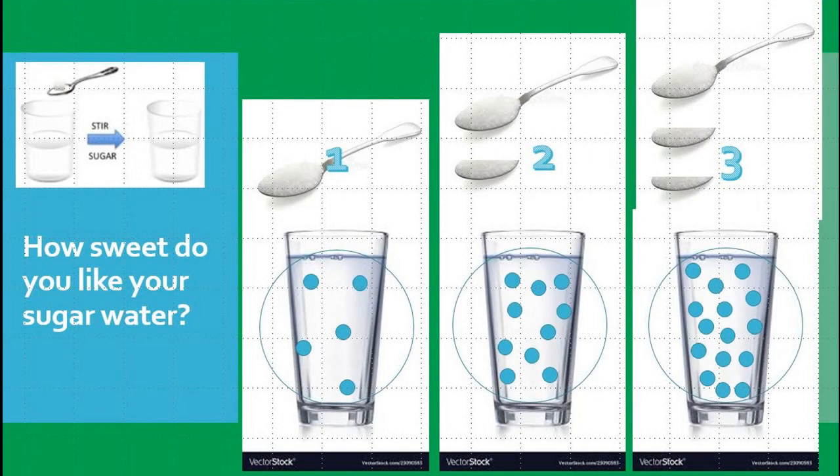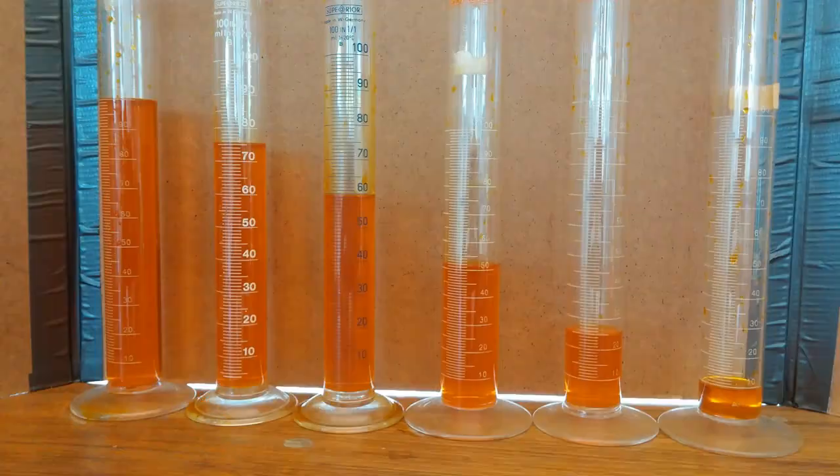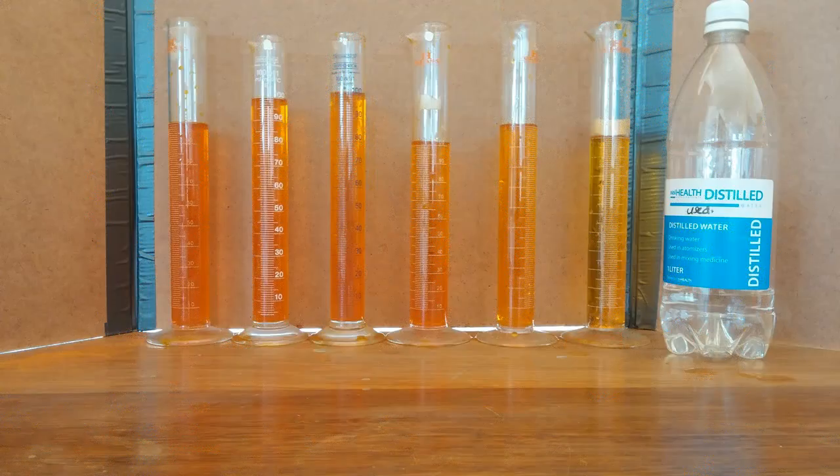If you look at the first diagram, there are very few sugar particles in the same volume of water as there are in glass number 3. So there are fewer particles in 1, so we would say that 1 is the dilute solution and 3 is the concentrated solution. Coming back to my solution of potassium dichromate, I had the 6 measuring cylinders with 100 all the way down to 10 of the same concentration. I then filled up each measuring cylinder to 100 milliliters. I want you to notice the colors. Based on that, which would you say is the most concentrated of the solutions?